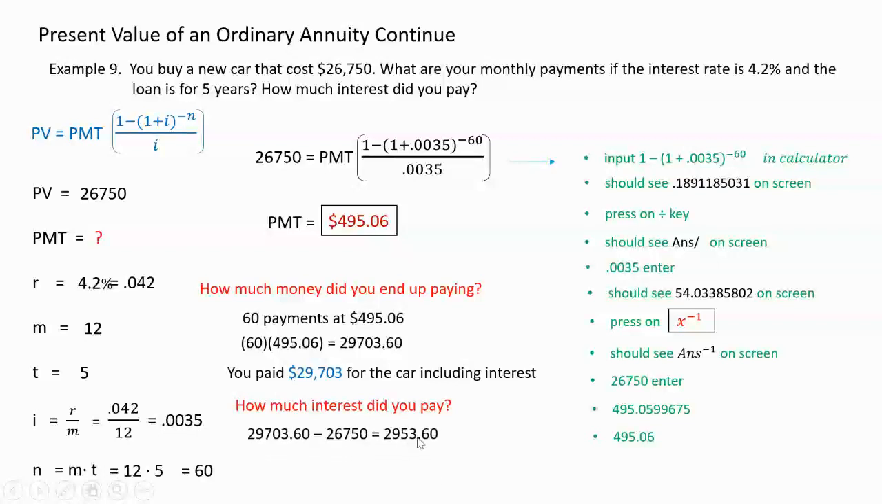So it's almost $3,000 that you paid in interest, $2,152.60. If you divide that by the number of months, you can get how much interest you're paying per month. But anyway, you paid about $3,000 extra. So the car cost $29,703.60, which means you pay an extra $2,153.60. This is the amount that you paid extra.